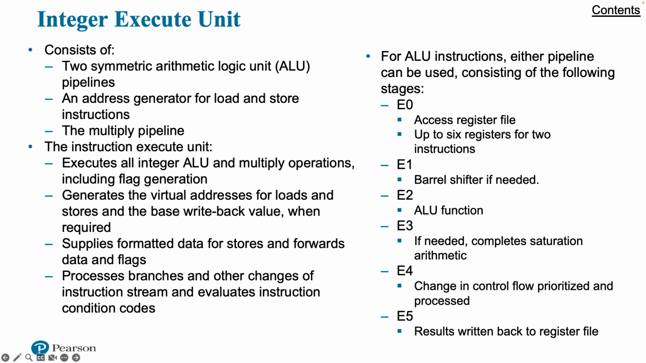E3, if needed, the stage completes saturation arithmetic used by some ARM data processing instructions. E4, any change in control flow, including branch mispredictions, exceptions, and memory systems replays are prioritized and processed. And then E5, results of the ARM instructions are written back into the register file. Instructions that invoke the multiply unit are routed to pipe 0. The multiply operation is performed in stage E1 through E3, and the multiply accumulate operation in stage E4.